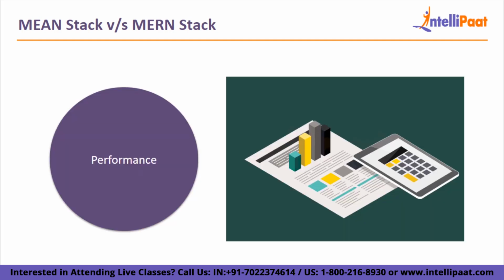Next up, we have performance. The true document object model, which is updated by Angular, is used by the Mean Stack. The programming interface for documents in HTML and XML is called DOM. Mern, in contrast, employs React, which modifies the virtual DOM. You can code apps more quickly using Mern.